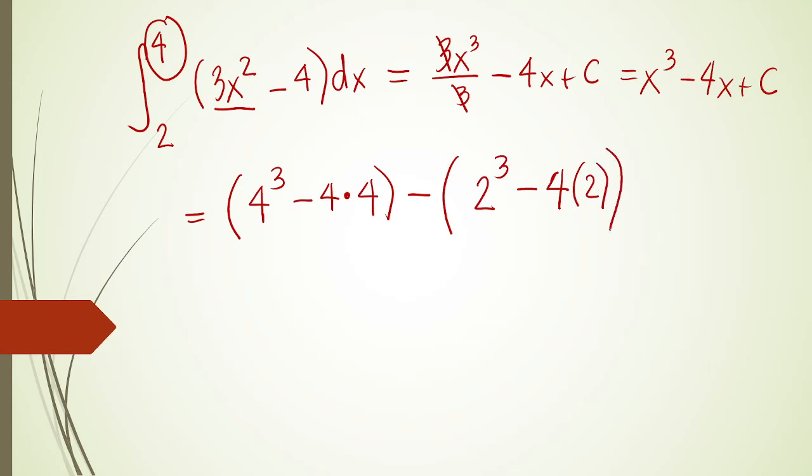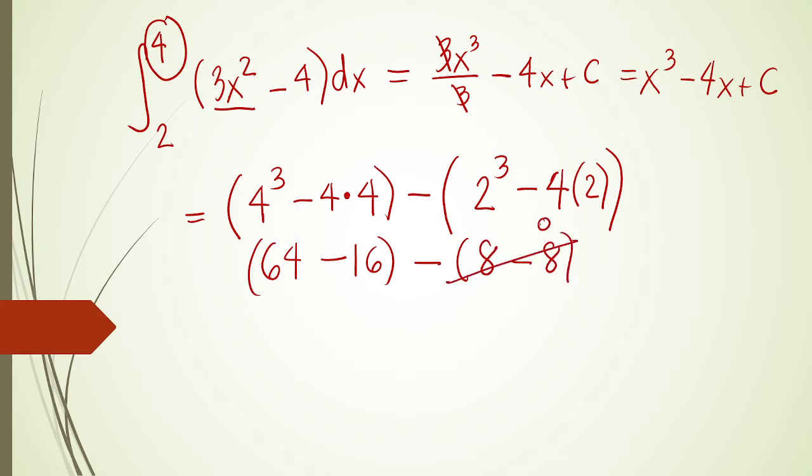Okay. Let's simplify this. What is 4 cubed? 64. 64 minus 16 is 48. Minus, this is 8 minus 8, so that's 0, right? Yes, sir. What is 64 minus 16? 48. There you go. That's the answer: 48.